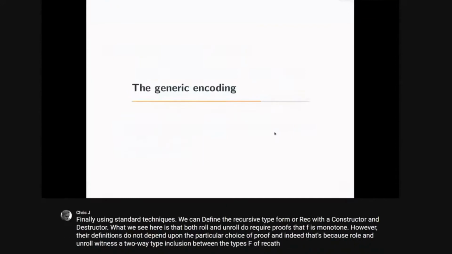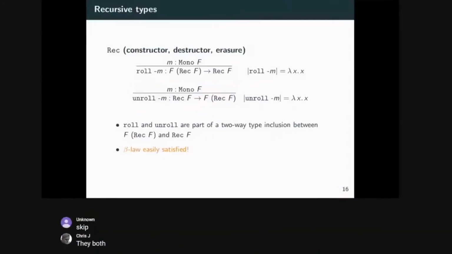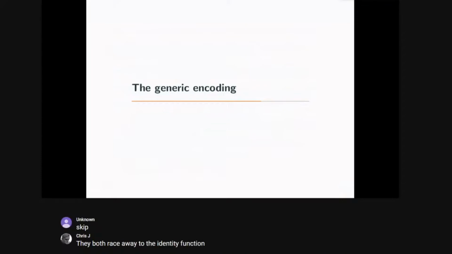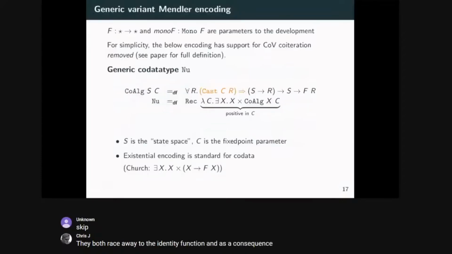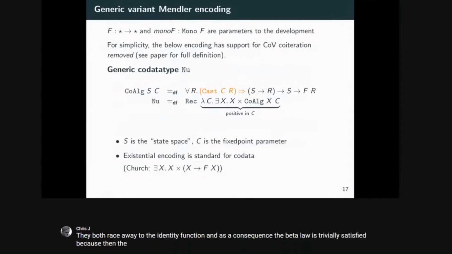All right, so now I want to take a look at the generic encoding, not getting too much into the details, but just really pinpointing where the technique is guaranteeing us efficiency. So by generic, I mean parametric. We're working with a type scheme F and a witness that F is monotone.